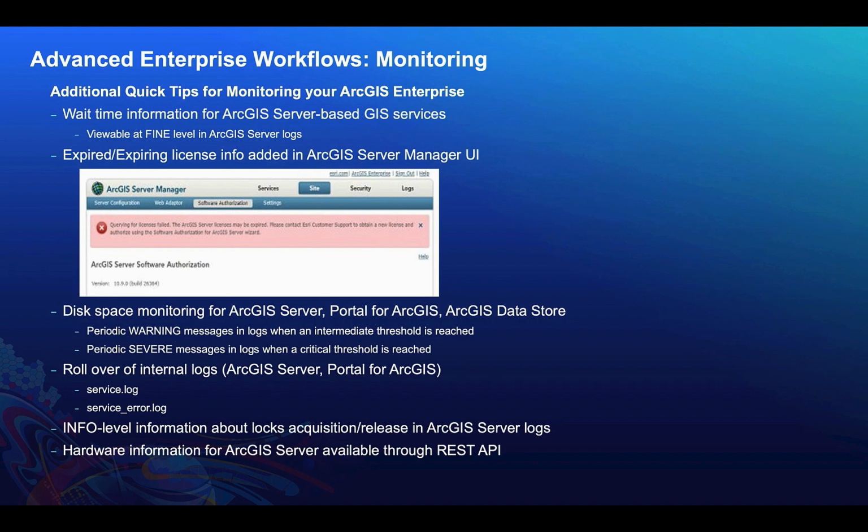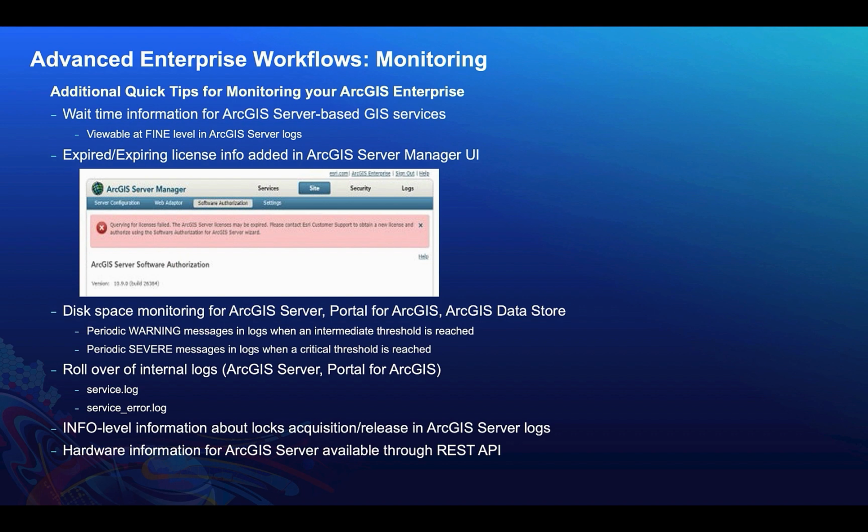Let's quickly go through some additional functionality that helps with monitoring and troubleshooting. These are existing functionalities or functionalities that have been recently added. First, we now log the wait time information for server-based GIS services. This is basically the time that a request for a service from a client waits before it gets picked up for execution by ArcGIS Server. This is logged at the fine log level, and it is useful when looking at performance issues or performing capacity planning.